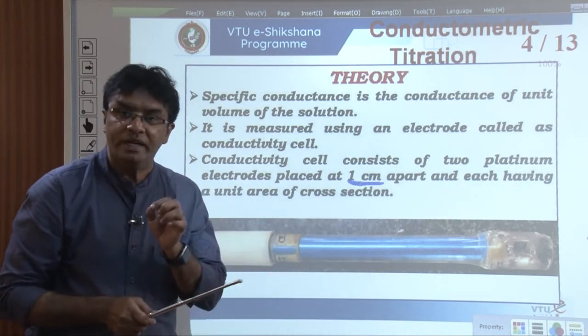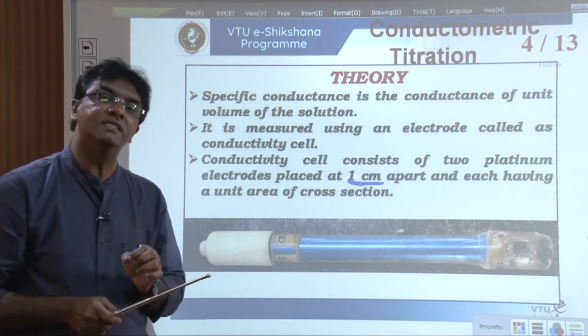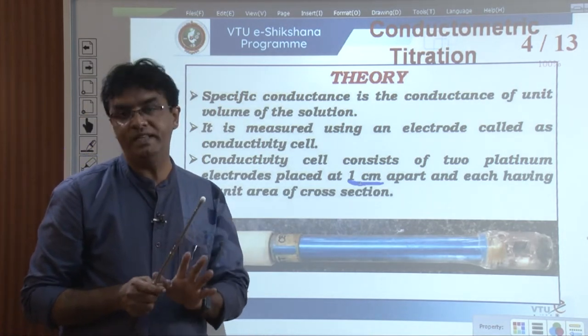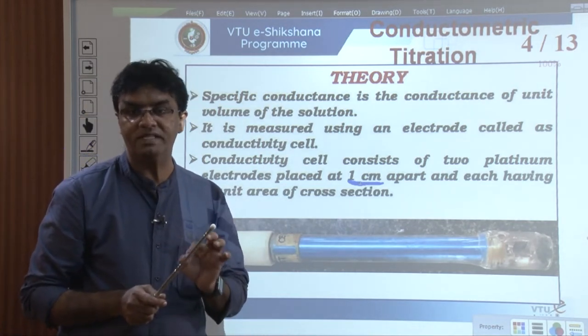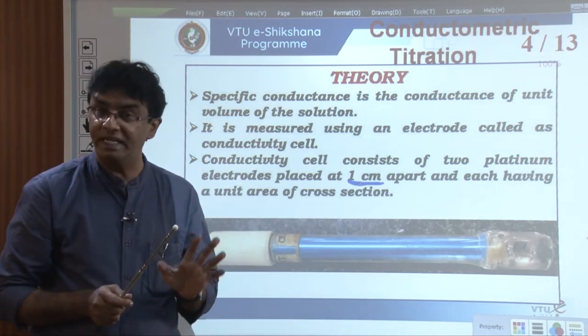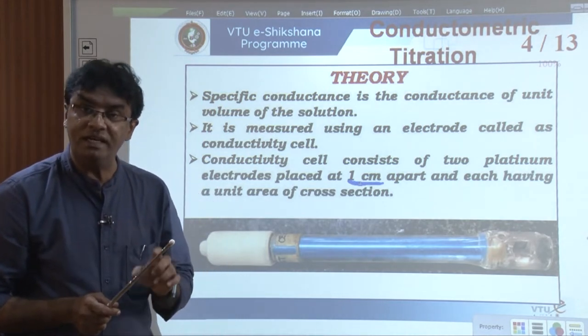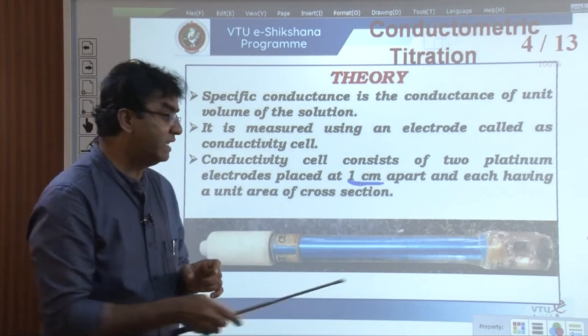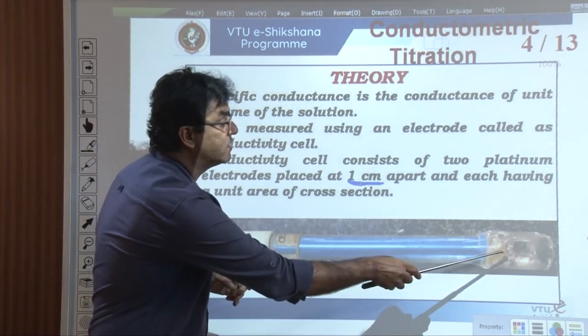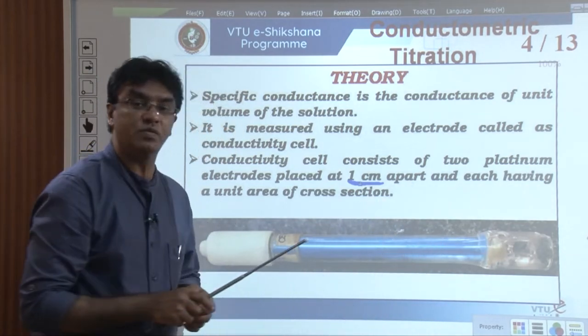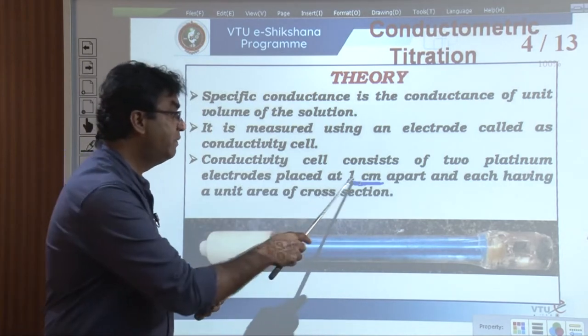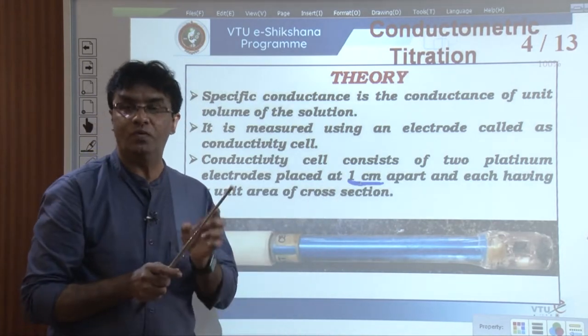So, in order to measure the specific conductance of any electrolytic solution, we take the help of an instrument or electrode called a conductivity cell. This conductivity cell consists of two platinum electrodes at the bottom, and the surface area of each platinum electrode is 1 centimeter square, and the distance between those two platinum electrodes is 1 centimeter.